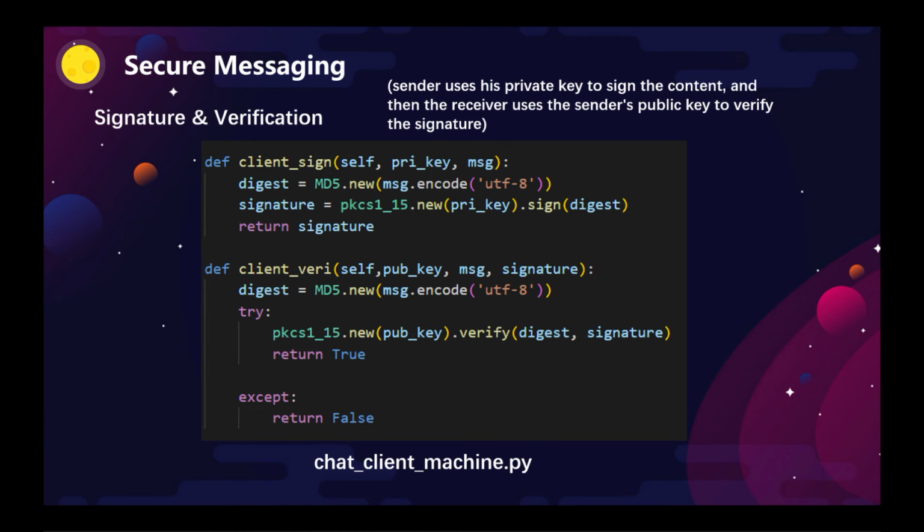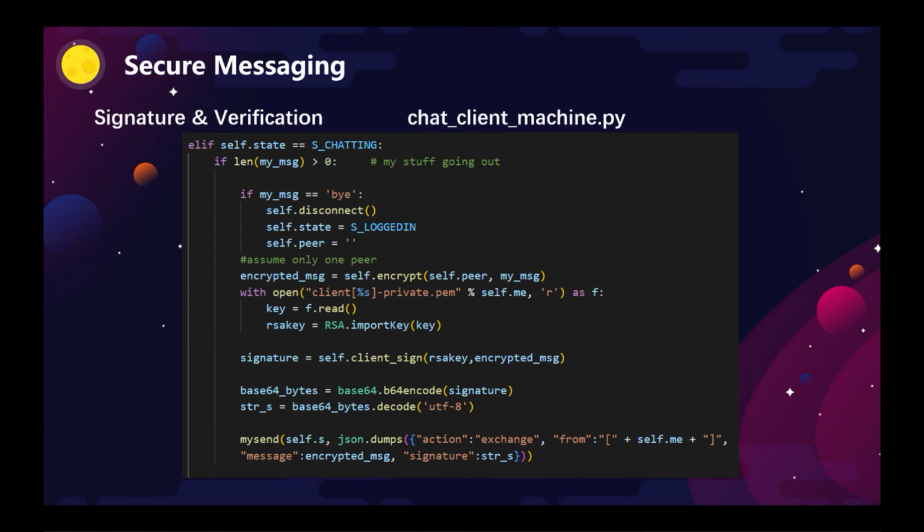And in these two functions, I also use packages to reduce the workload. Here we can see, once you send a message, first encrypt it, then use your own private key to sign it. Then before putting it into the JSON dumps, you need to convert it into string type, or there will be an error since it's not JSON serializable.